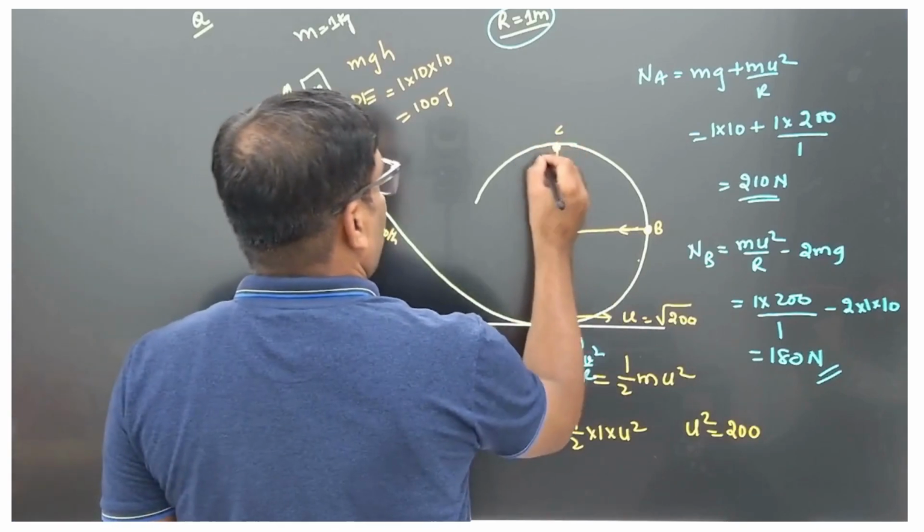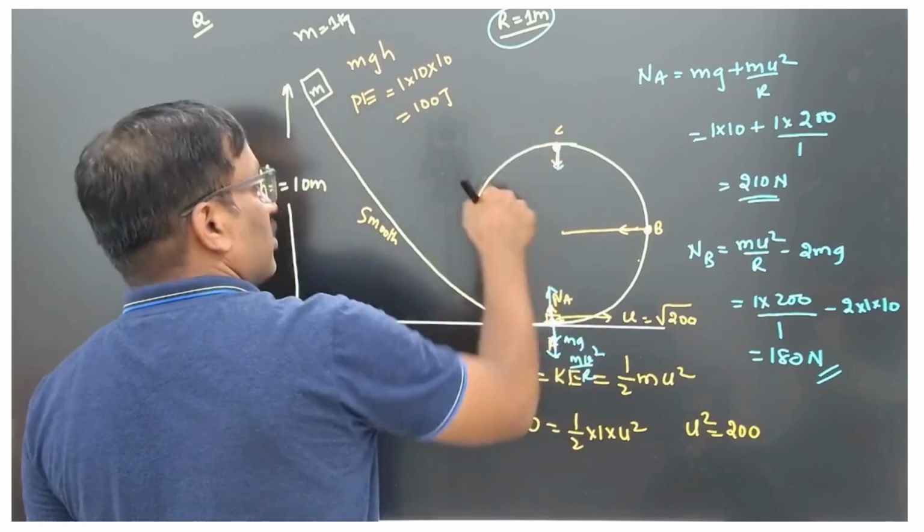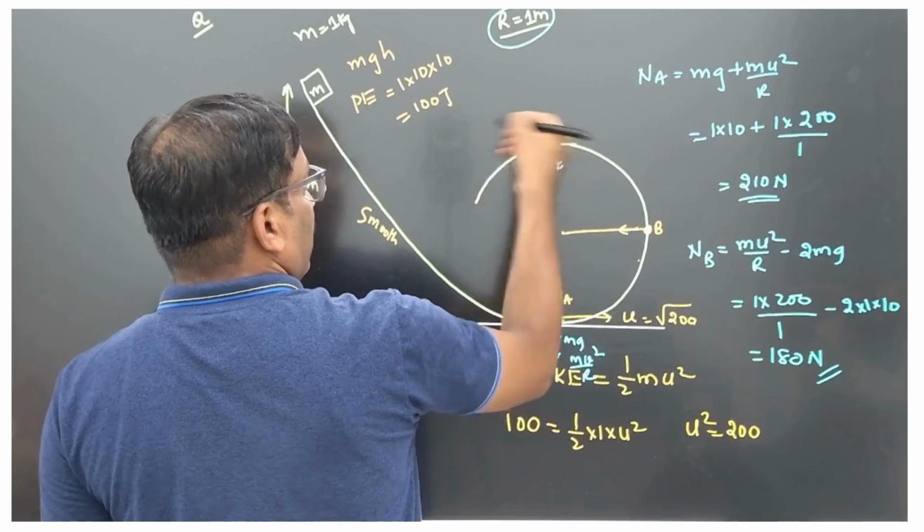Similarly, what will be the normal reaction? That is nothing but again the tension at C. So how do we calculate the tension now?